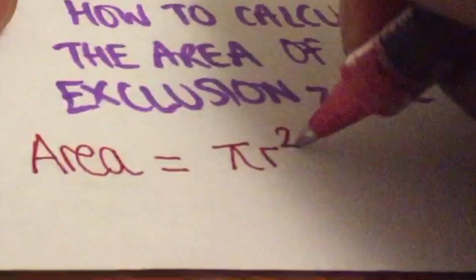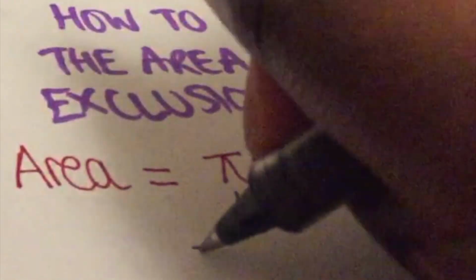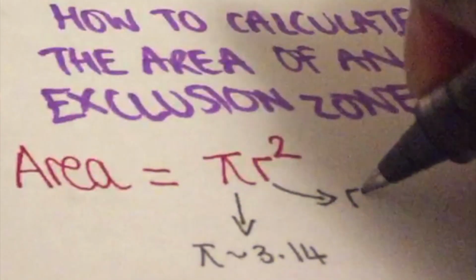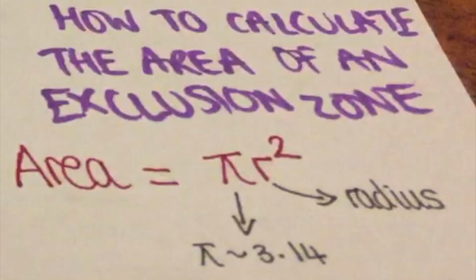To calculate the area of the inhibition zone, use the equation area equals pi r squared. Pi is a mathematical symbol approximately equal to 3.14. R is the radius of the inhibition zone, so you can measure the diameter of the zone and halve it. Square it and then times by pi. Let's apply this equation to a practice question.